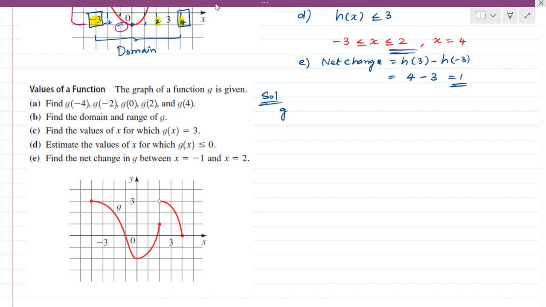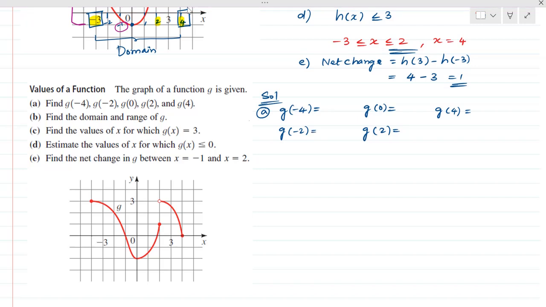So what are the things we will take? First of all, I have to find part a. The a is g of minus 4, g of minus 2, g of 0, g of 2, and g of 4. So what will we get? The first value, I write it here: this is 4, this is minus 2, this is minus 1, this is 1, this is 2, and this is 4. And similarly, this one is minus 1, this is minus 2, and here 1, this is 2.